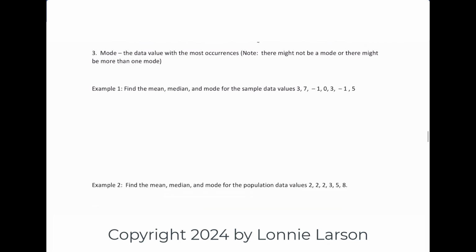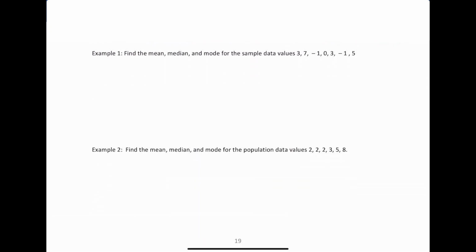So example 1, let's find the mean, median, and mode for the sample data values 3, 7, -1, 0, 3, -1, 5. Since this is a sample, the mean is x bar, not mu. And as always, we compute a mean or an average by adding up the numbers and dividing by the number of numbers. And since it's a sample, we're using lowercase n for the number of numbers. Let's see, how many numbers are there? There's 7. So we'd be dividing by 7.